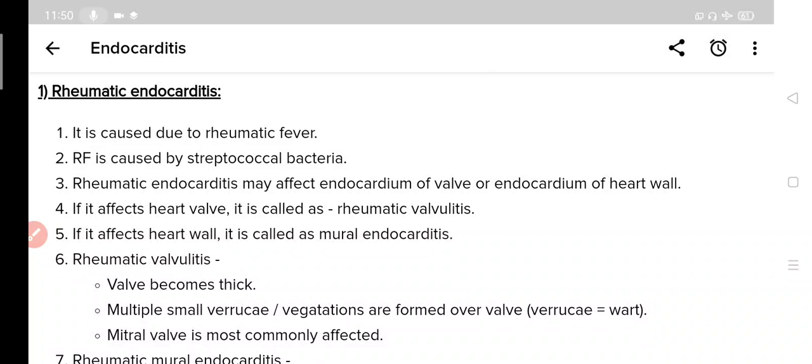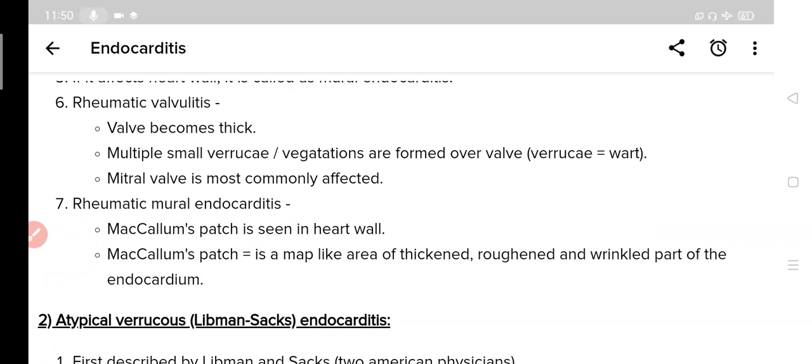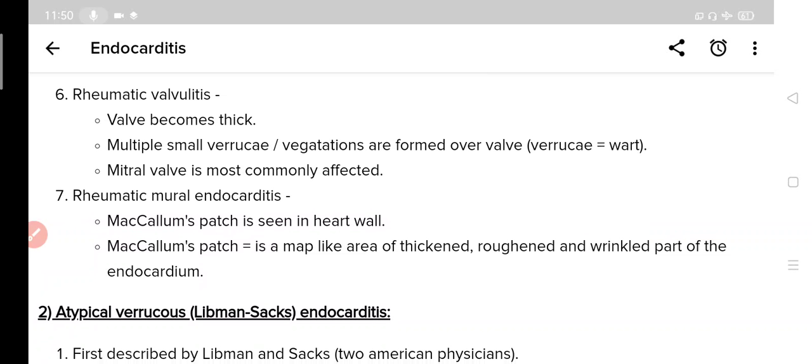Now coming to rheumatic valvulitis. What happens in rheumatic valvulitis is that the valve becomes thick, and multiple small verrucae or vegetations form over the valve. As I have already mentioned, verrucae means warts, and the most commonly affected valve is the mitral valve. In rheumatic valvulitis, the mitral valve is most commonly affected.